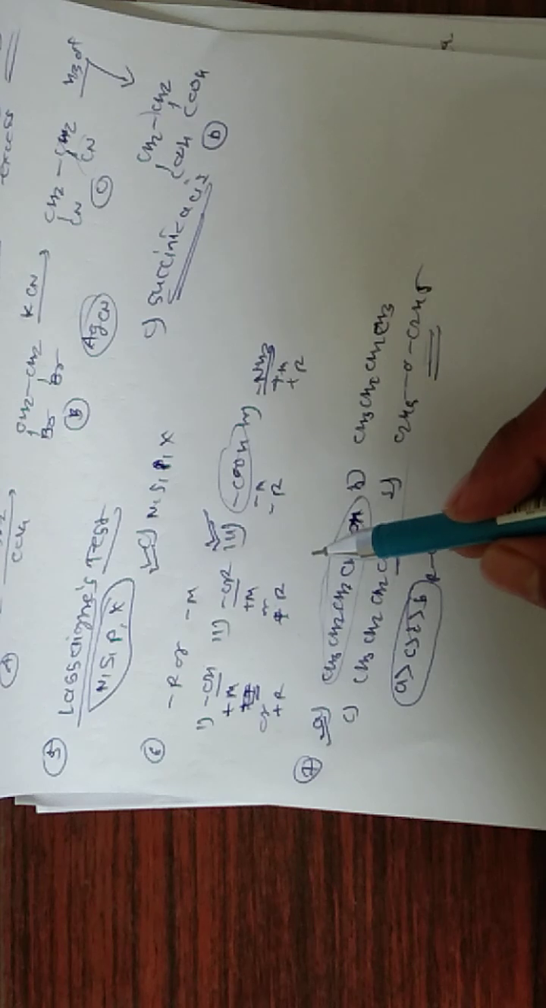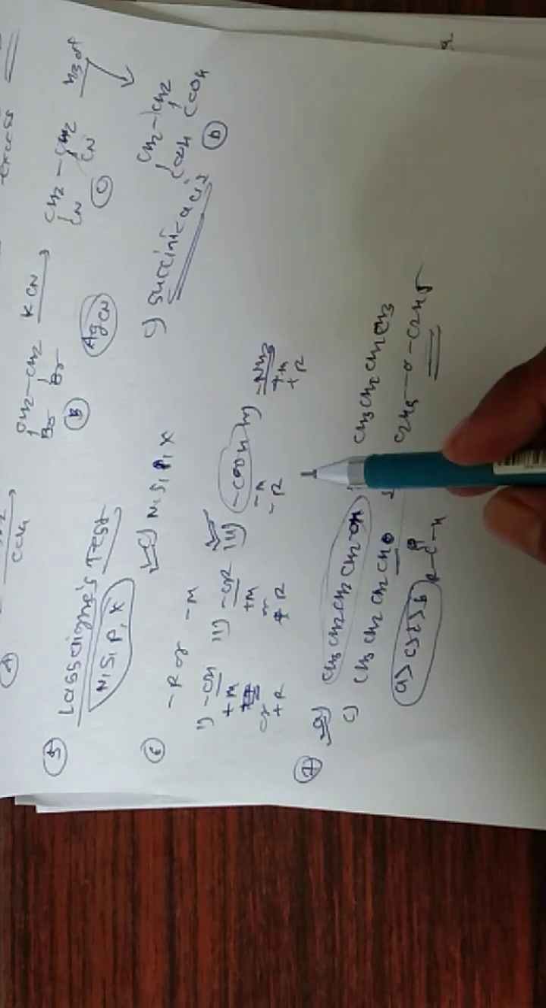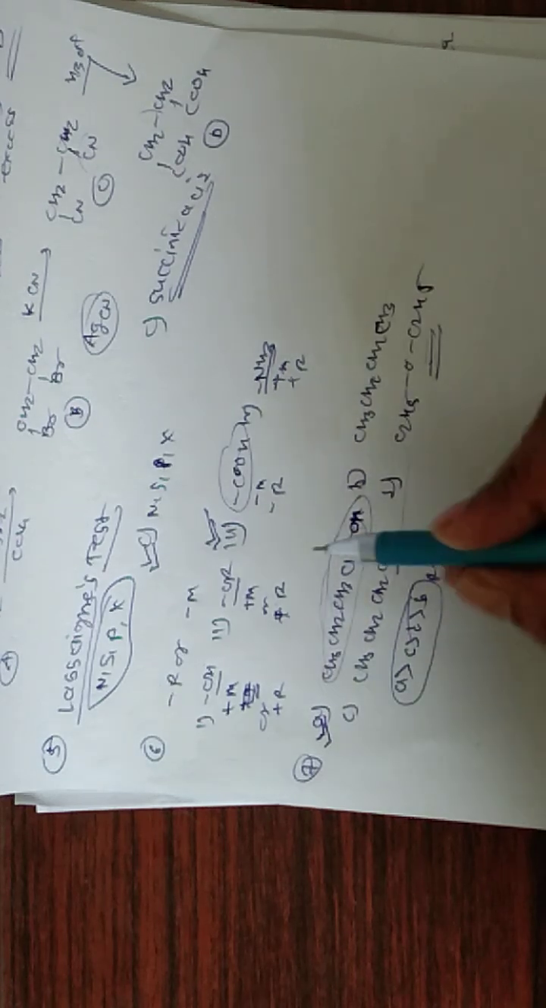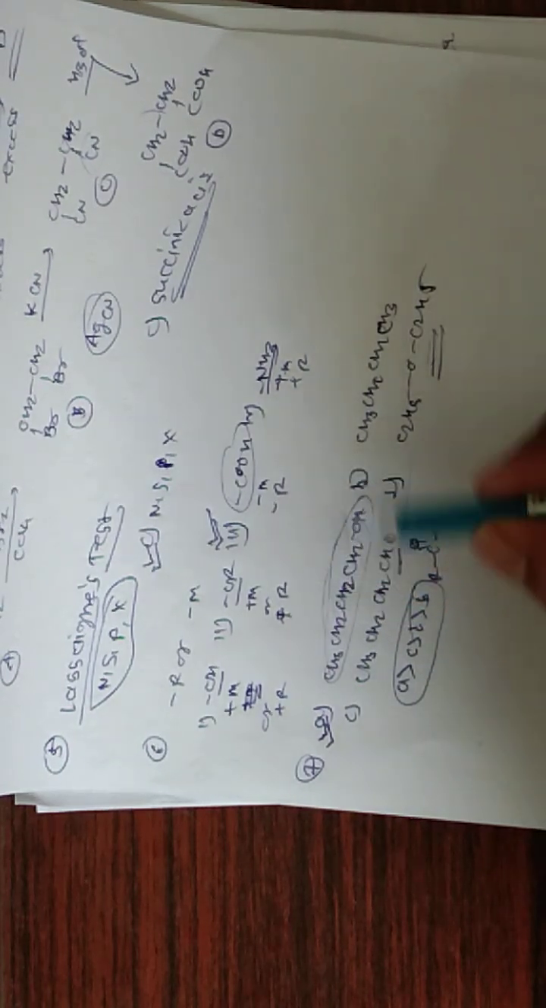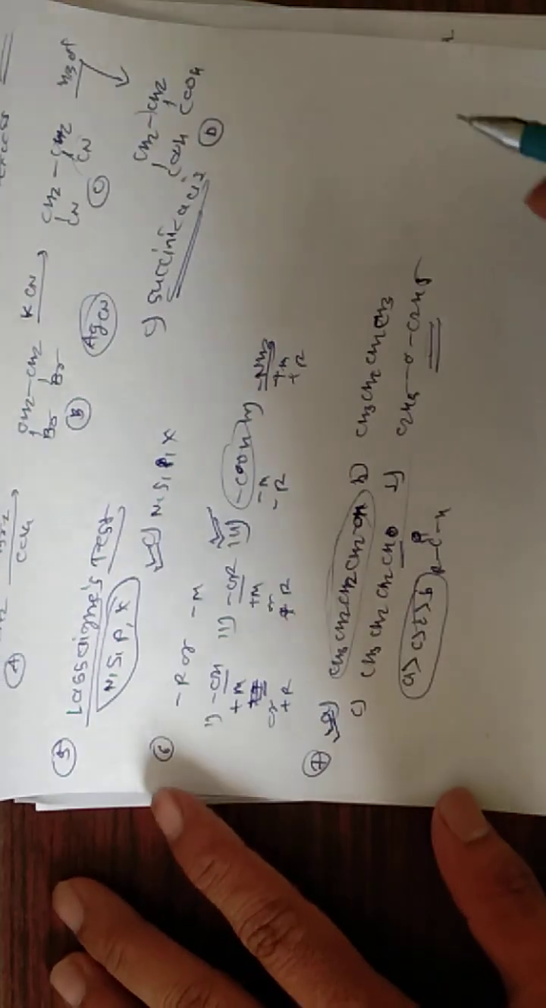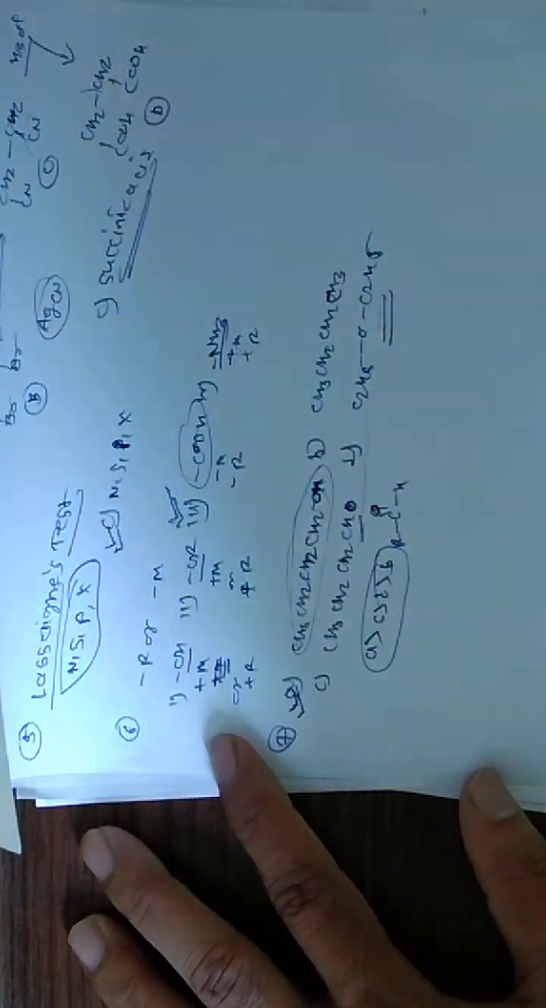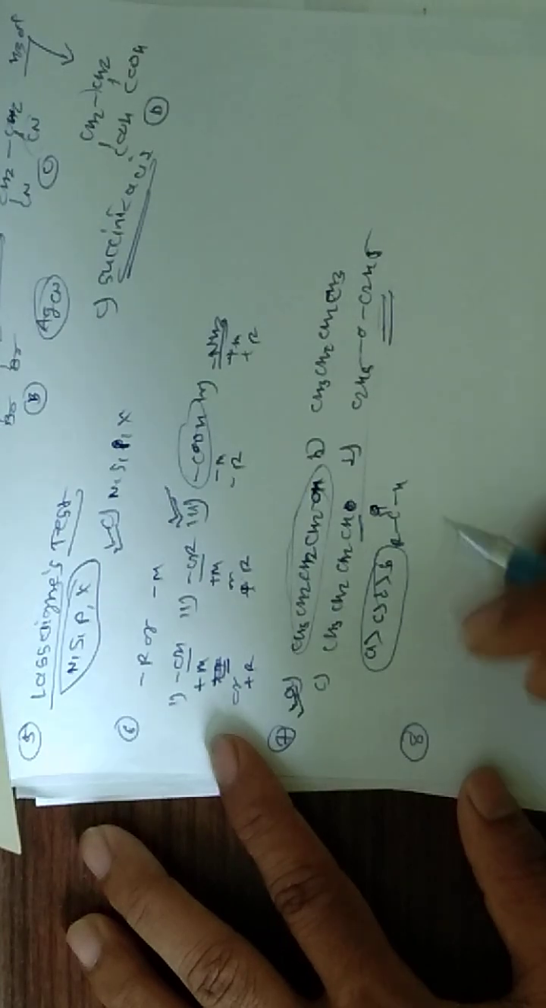But the question is, which among the following has the highest boiling point? So we only need to find out which has the highest boiling point. So here the correct option is A, which is butanol. So now the next question. This question is also very easy.